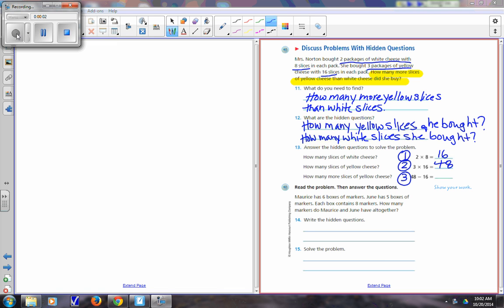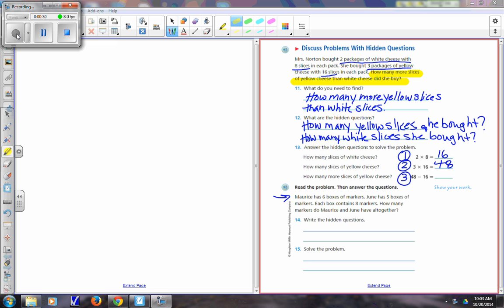Okay, so this is going to be your example of finding the hidden question. Maurice has 6 boxes of markers. June has 5 boxes of markers. Each box contains 8 markers. How many markers do Maurice and June have all together?